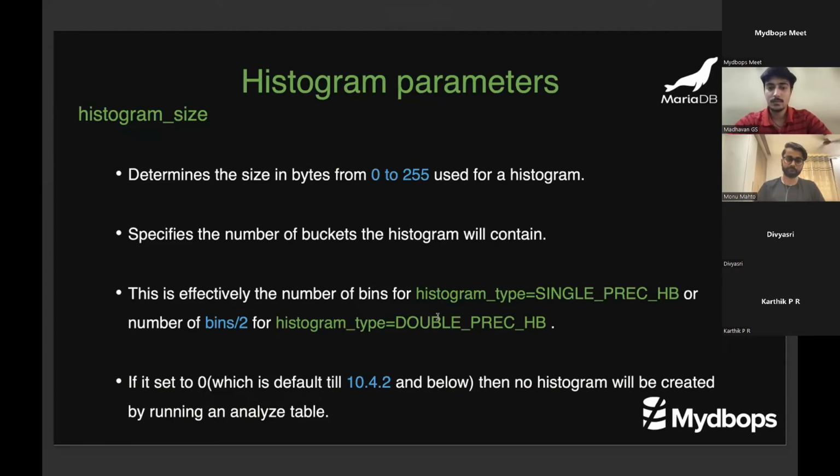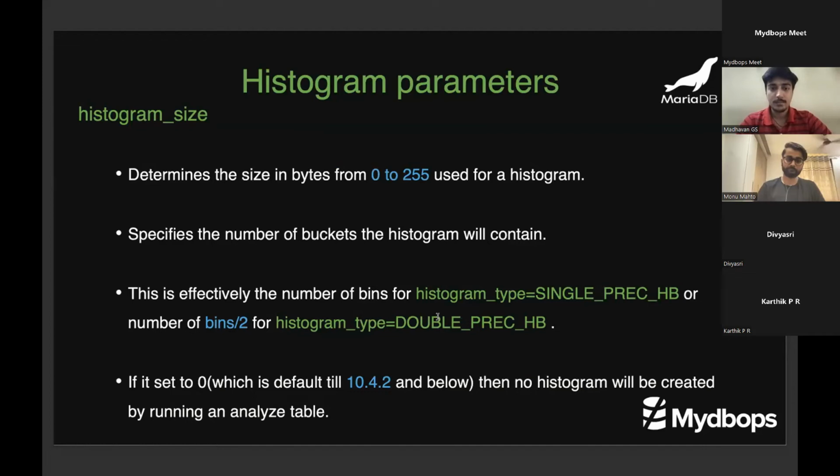Now, histogram size, as we discussed earlier, lies between 0 and 255, and whatever histogram size we mention, that same number of buckets or bins will be created while creating the histogram. For the single precision histogram type, the same number of buckets will be created, but for double precision it is divided by 2, meaning if we have 100, it will create 50 buckets.